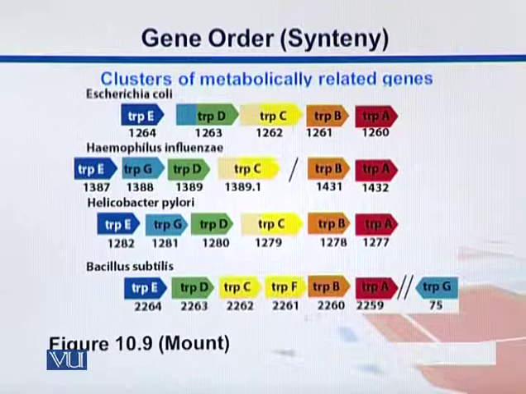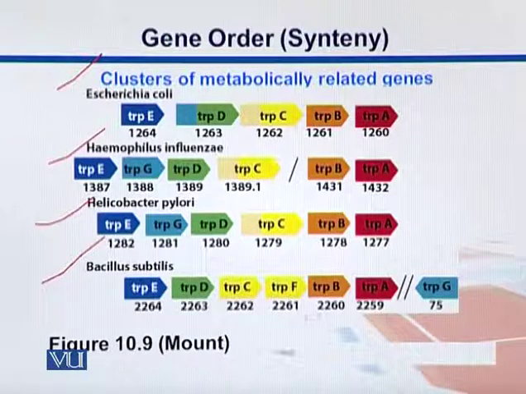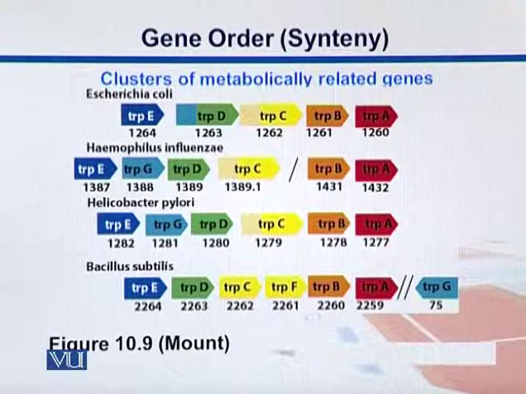We see that the metabolically related genes, the genes which are controlling the same metabolic functions, are found in clusters together. For example, here we see the tryptophan synthesis related genes. The group of genes related to tryptophan synthesis are placed here in different organisms. On the top is E. coli, then we have Haemophilus influenzae, Helicobacter pylori and Bacillus. Mostly these tryptophan related genes are found together, so we believe their synteny is also conserved.